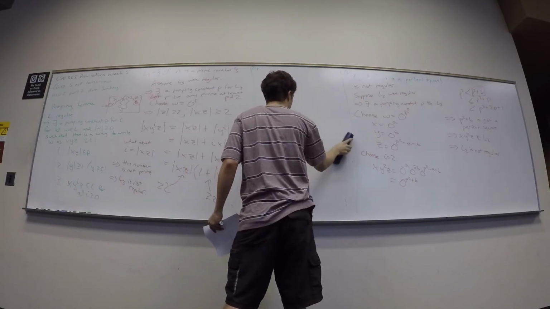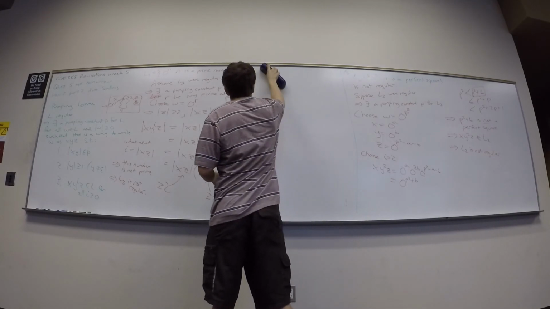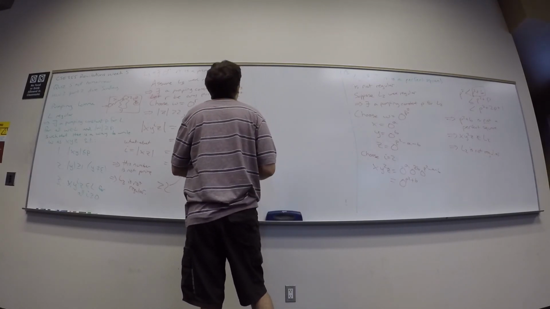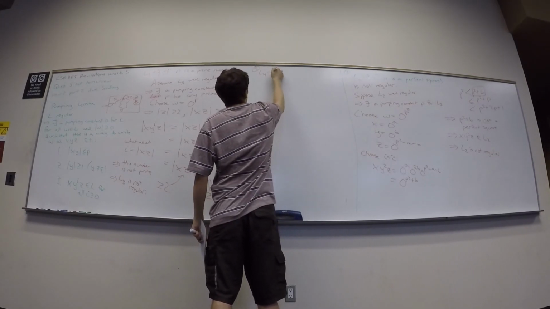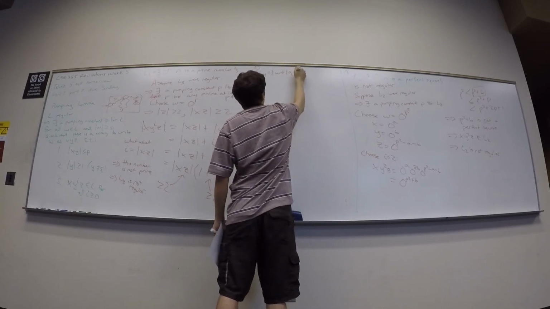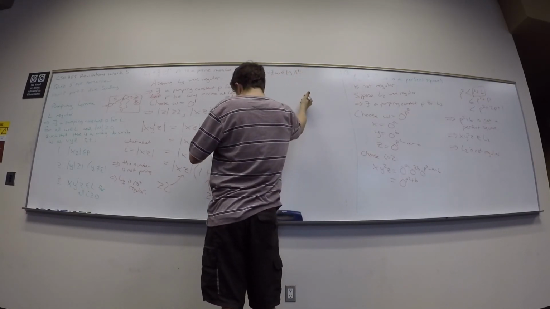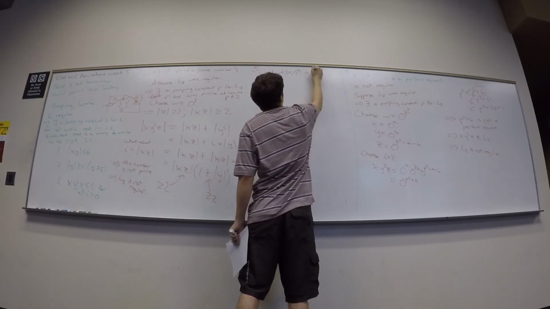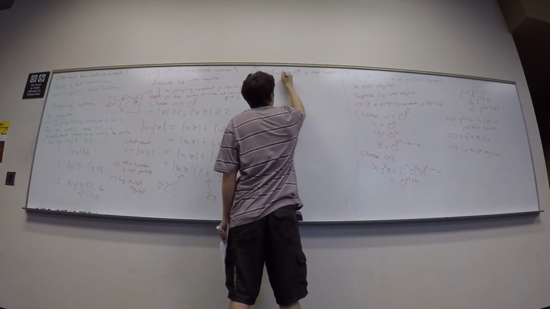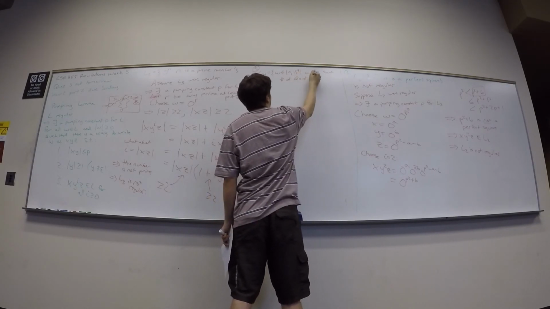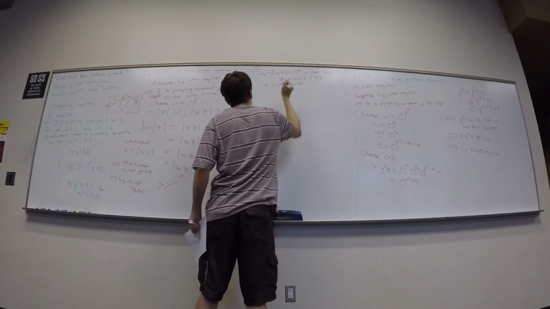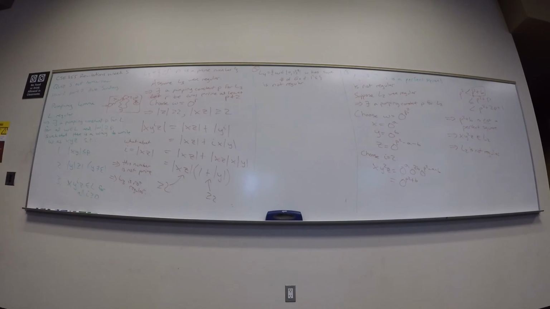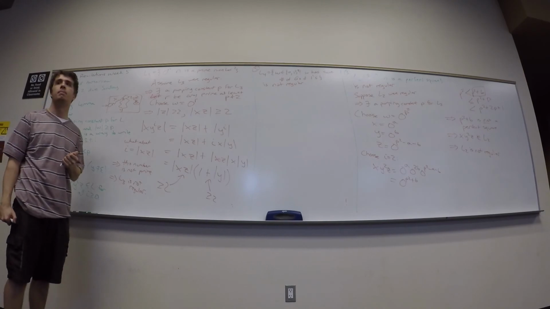So let's see. This one is number 5. L4 is the set of W in 0, 1 star, where W has the same number of zeros and ones. All right, I could go through a pumping lemma style argument again, but I don't want to here.